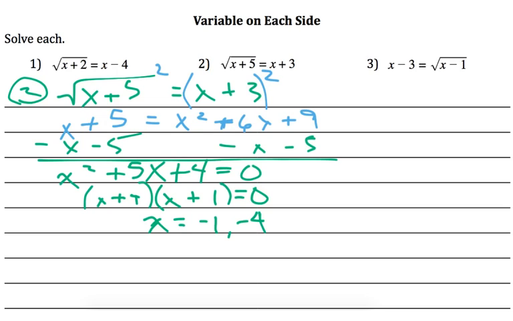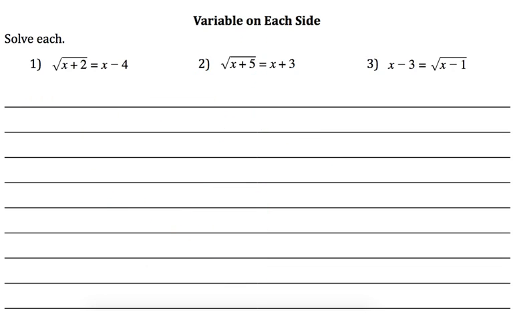And then when I look at this, I'm going to plug these back in. So negative 1 plus 5 is positive 4. The square root of 4 gives me 2. And then negative 1 plus 3 gives me 2. So that left value, negative 1, works. Plugging in negative 4. Negative 4 plus 5 gives me positive 1. And the square root of positive 1 is 1. But then on the right side, when I'd add negative 4 and 3, I'd get negative 1. So in this one, only negative 1 works out. So x is equal to negative 1.